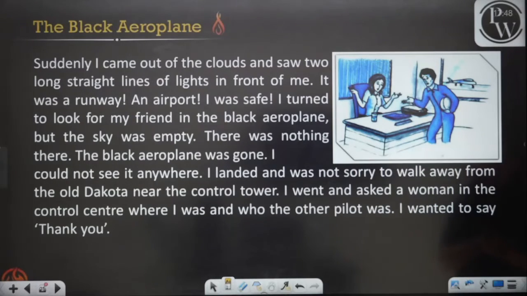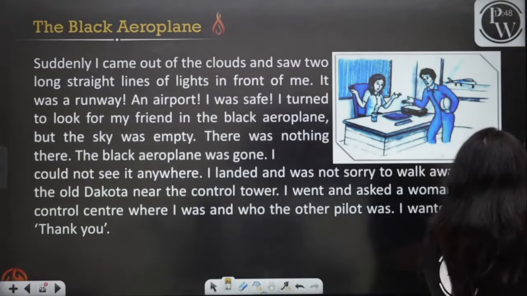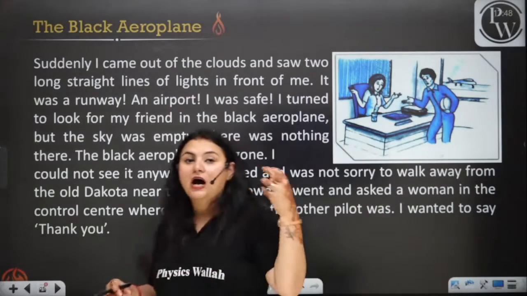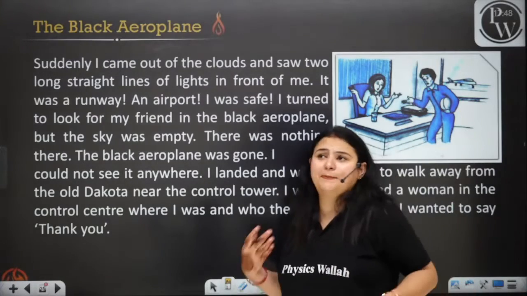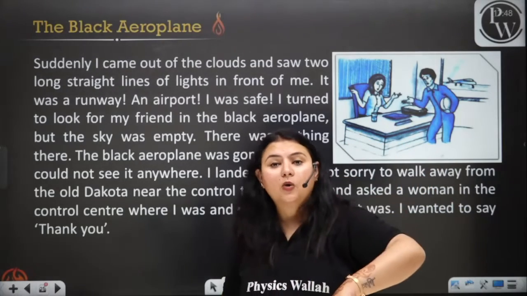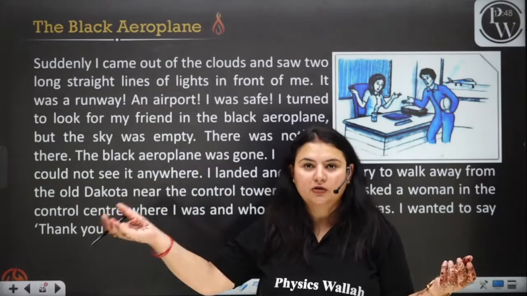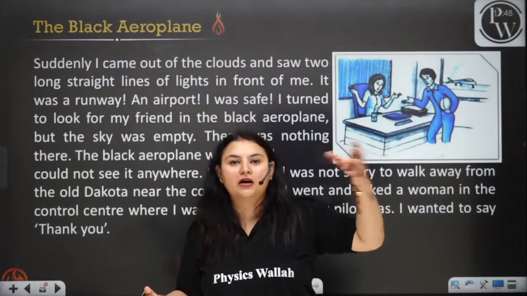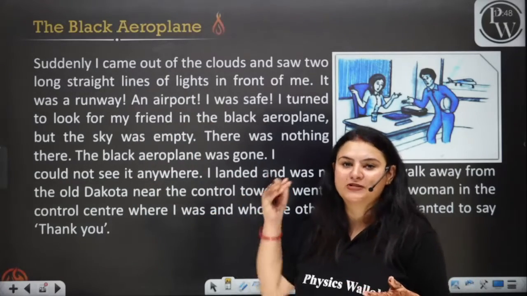I went and asked a woman in the control center where I was and who the other pilot was. I wanted to say thank you. Obviously, the other pilot, the black aeroplane had saved him. The black aeroplane was flying in front of me. He also went down, and I followed him. Now, where has the aeroplane gone? He was trying to find the other black aeroplane and the pilot, because he wanted to say thank you to him.